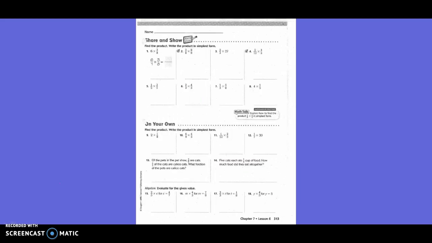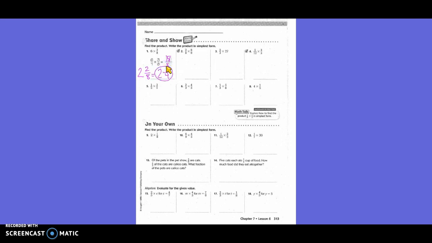Find the product, write the product in simplest form. So they have 6 times 3/8, and then they want us just to go ahead and put 6 over 1, okay? So 6 over 1 times 3 over 8. 6 times 3 is 18, and 1 times 8 is 8. How many times does 8 go into 18? 2. And then what would be my fraction? 2/8, right? Which also equals 2 and 1/4. 2 and 1/4 in the simplest form.